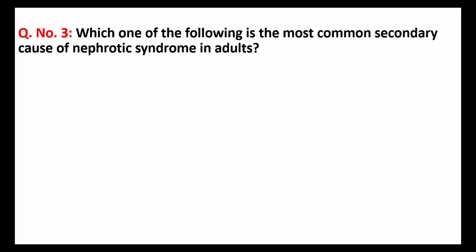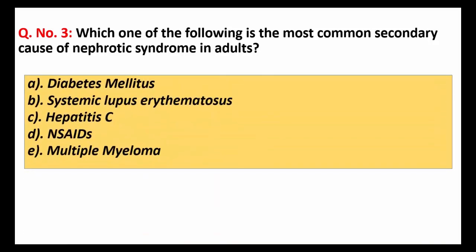So what causes this condition most commonly? Diabetes, SLE, Hep C, NSAIDs, multiple myeloma. So it is diabetes mellitus, the most common cause of nephrotic syndrome.